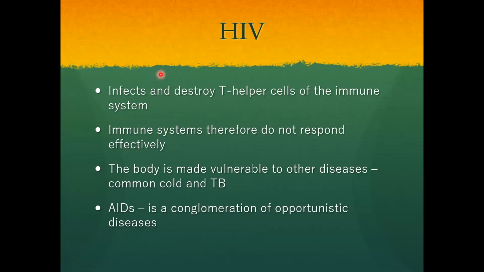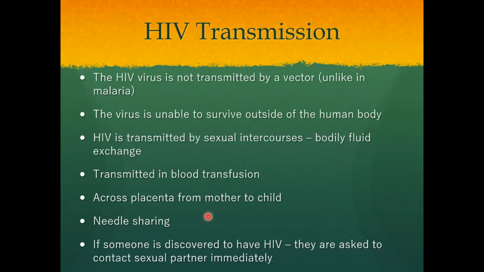Okay, so it infects and destroys the T helper cells. Remember the lymphocytes. Okay, T helper cells, basically they are destroying them. So the immune system becomes weak. It is not responding effectively. The body becomes vulnerable to other diseases. Okay, so common cold and tuberculosis, right? So AIDS is a conglomeration of opportunistic diseases. It's a syndrome. It is not just one disease.